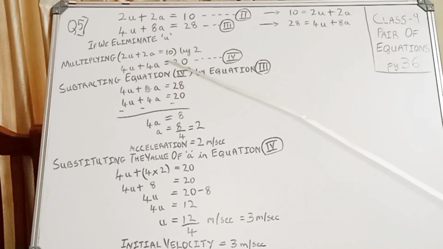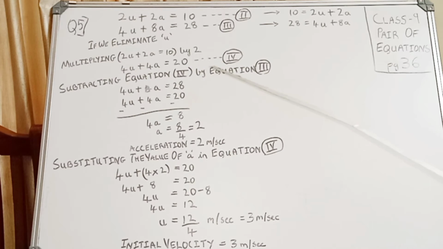Once you multiply the whole equation by 2, the first term gets converted to 4u, the second to plus 4a, because 2 multiplied by 2u becomes 4u, and when 2 multiplies with 2a, it becomes 4a, and when 2 gets multiplied with 10, it becomes 20. So this is the fourth equation.